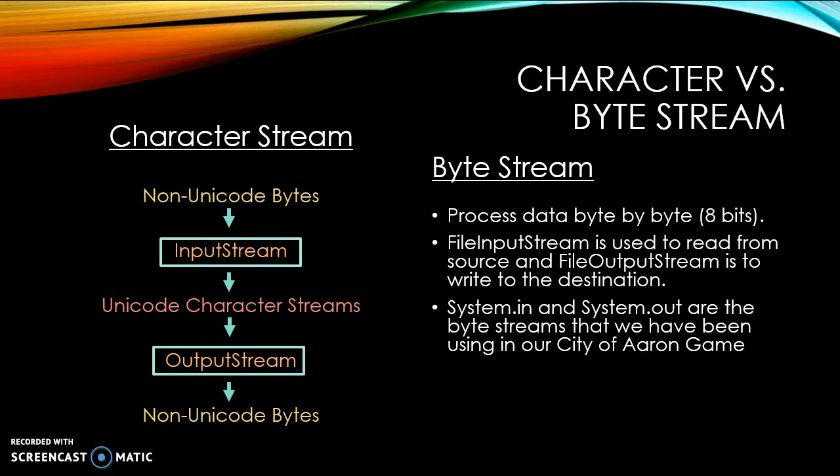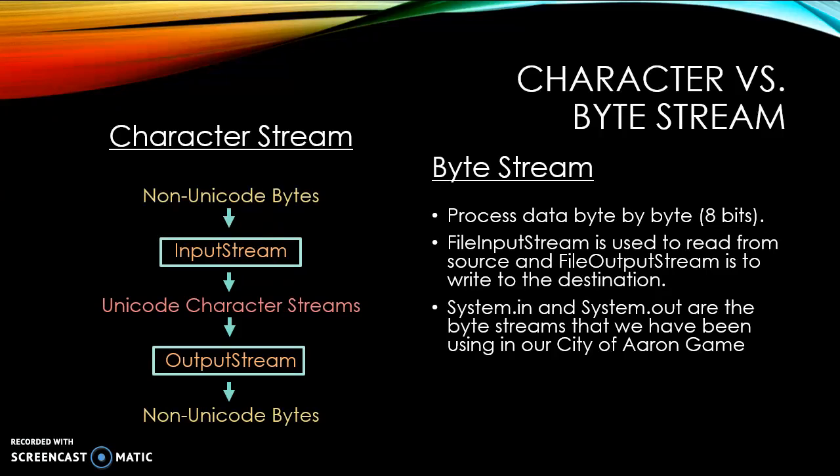Okay, so here we have character versus byte stream. A byte stream processes data byte by byte, with it being 8 bits. FileInputStream is used to read from the source, and FileOutputStream is to write to the destination. System.in and System.out are the byte streams that we have been using in our City of Aaron game. With a character stream, there's input stream, Unicode character stream, output stream, and non-Unicode bytes.